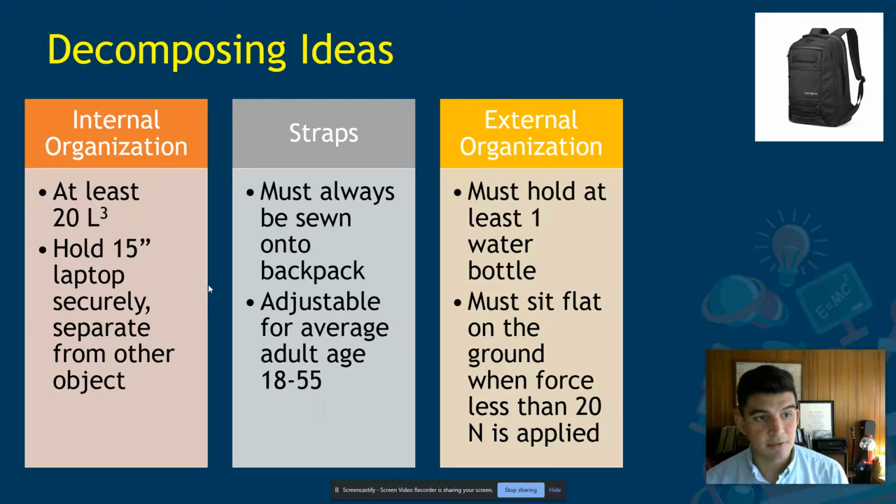The straps must always be sewn onto the backpack, but they must also be adjustable for an average adult male ages 18 to 55. For external organization, which we weren't even thinking about before, we could say that it must hold at least 1 water bottle, and it must sit flat on the ground when a force less than 20 newtons is applied to it to prevent it from tipping over.